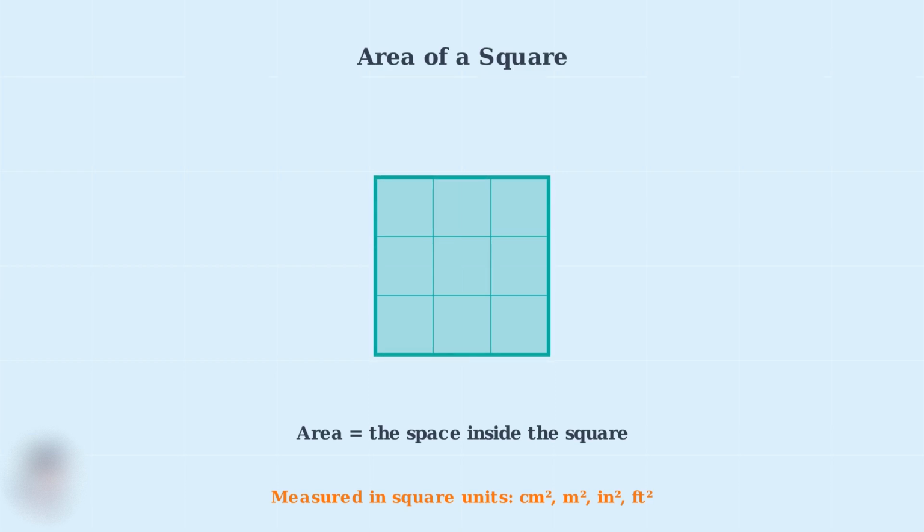In the upcoming sections, we'll learn three different methods to calculate the area of a square, starting with the most common approach, using the side length. The most fundamental way to find the area of a square is by using its side length. This approach forms the foundation for understanding square area calculations.